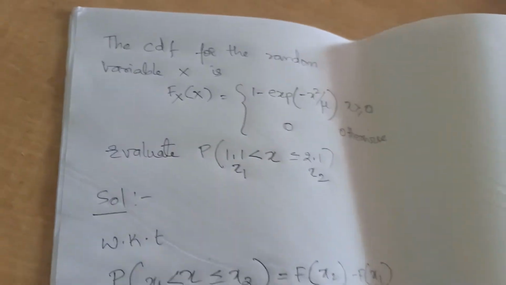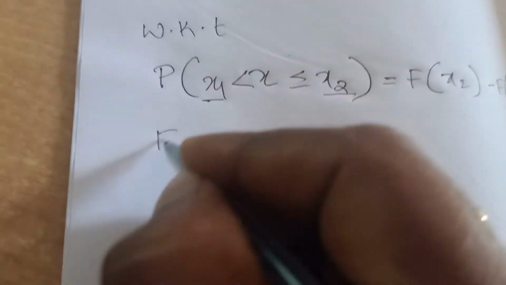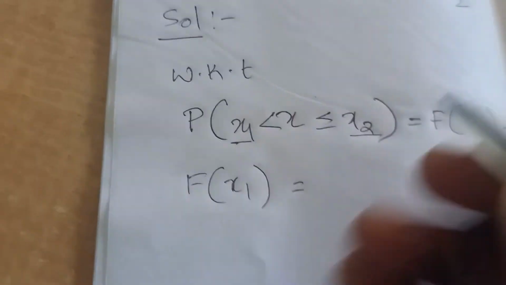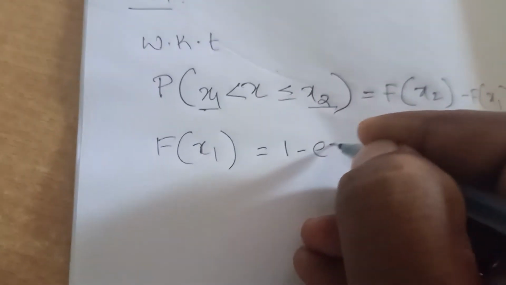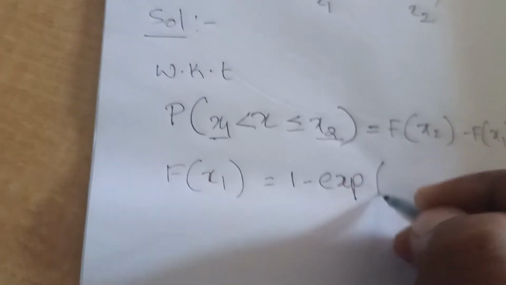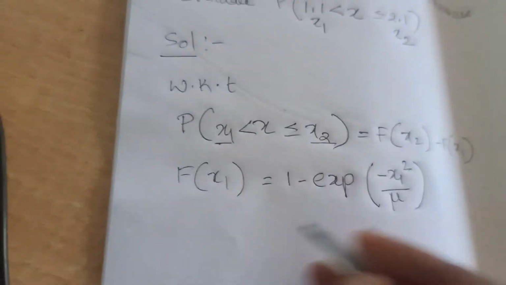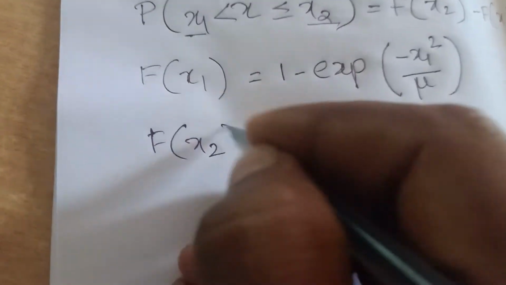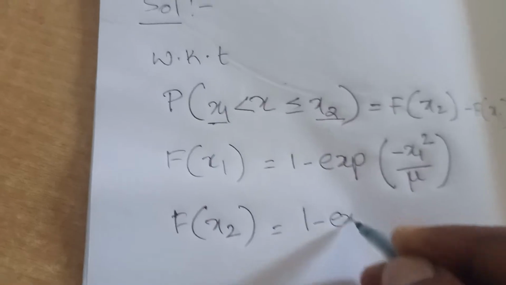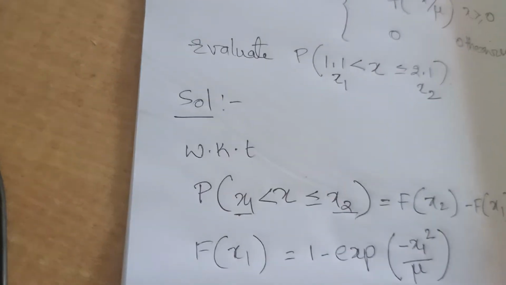So therefore we can say F of x1 will be equal to 1 minus exponential of minus x1 the whole square divided by mu. Similarly, F of x2 will be equal to 1 minus exponential of minus x2 square by mu. Okay. So therefore, let us assume this mu to be equal to 4, for example.